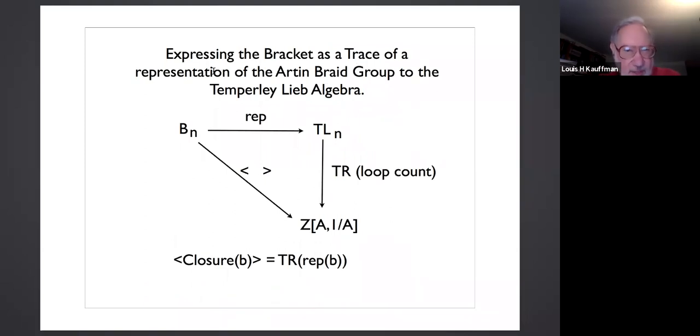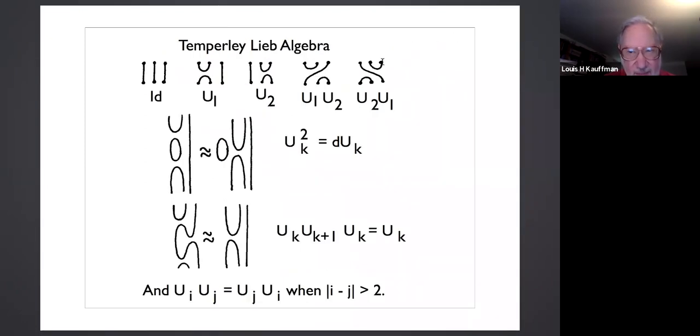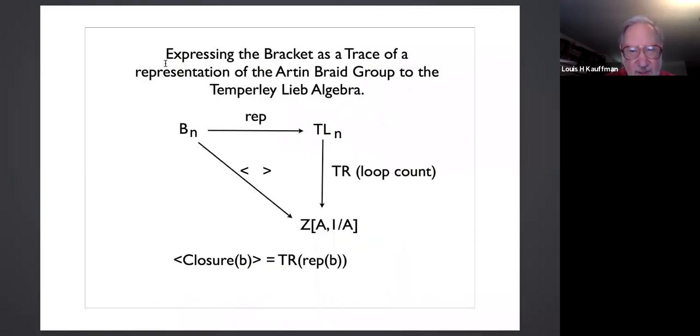You get a representation of the braid group into the Temperley-Lieb algebra, and then you can go from the Temperley-Lieb algebra to the evaluation ring by counting the number of loops you get when you close the top of the Temperley-Lieb element back to its bottom. Imagine that you close this top to bottom, and top to bottom. You can see that you would get one loop in that case. But in this case, you get 3 loops. So you can count the number of loops and you can take delta to the number of loops.